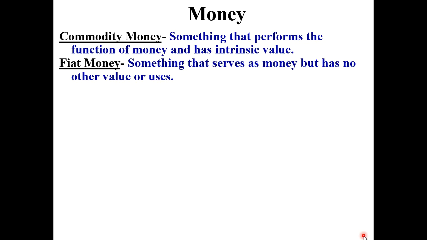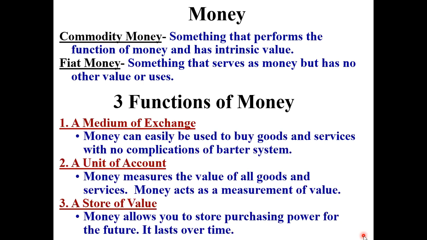All right. Then we talked about money. There's two types of money. There's commodity money. That's money that has value as money, but also it has some intrinsic value. It's got a value besides the fact that it can be used as money. And there's fiat money. Fiat money has no other purpose than to serve as money. It has no other value besides the fact that you can trade it to buy things.